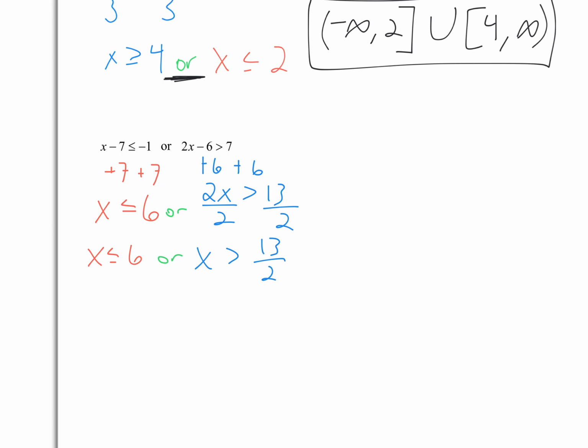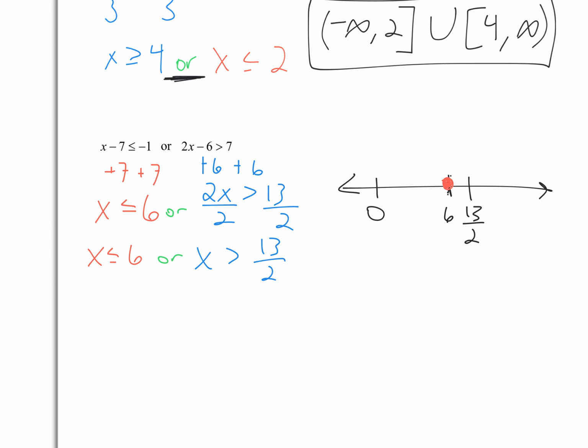So we have one or the other. Keep in mind 13 halves, what, 6.5? So it's either less than or equal to 6 or greater than 6.5. In interval notation, we can put 0 here. That means if 6 is here, 13 halves or 6.5 is right beside it. Less than or equal to 6.